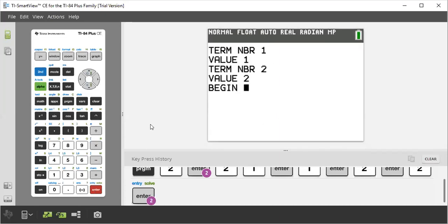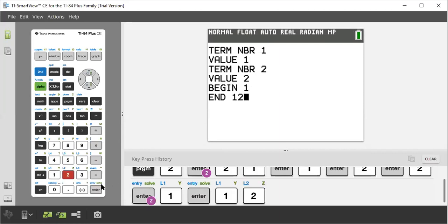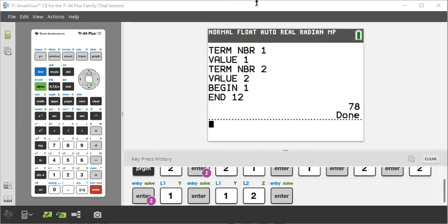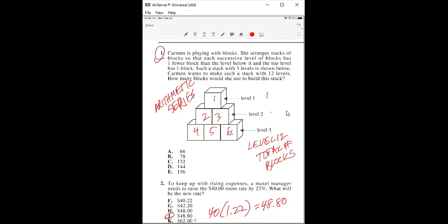And then it says, okay, where do we begin the series? We're beginning at level 1, so I'm going to put in 1. And then it's going to say, where do you want to end? I want to end at level 12. So I put 12 there, and it tells me that the total number of blocks that I'm going to need for 12 levels is going to be 78 blocks. So let me go back over to my test, and I would choose option B.